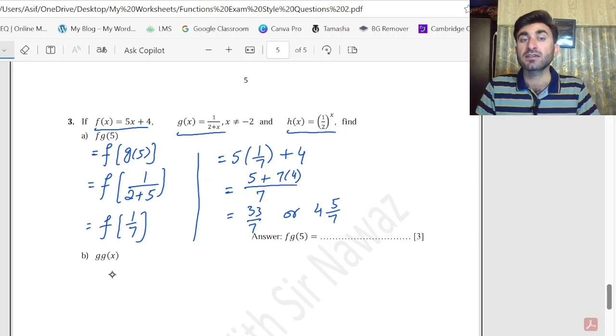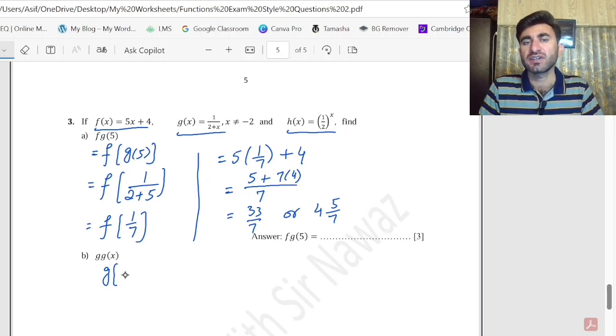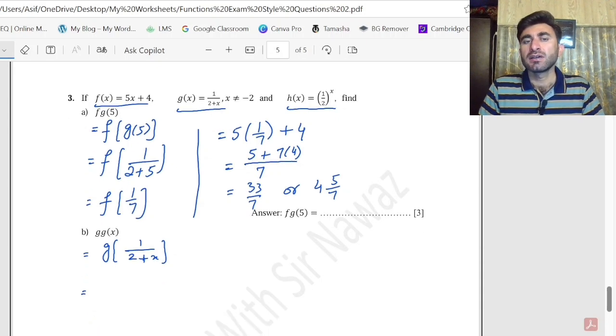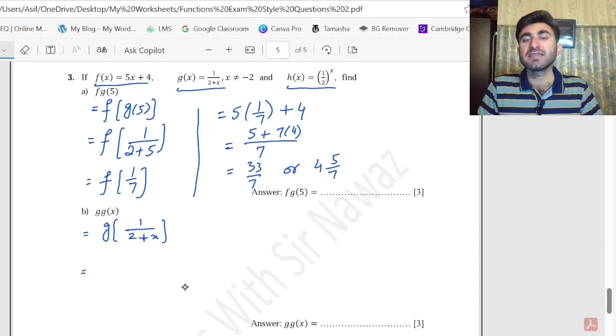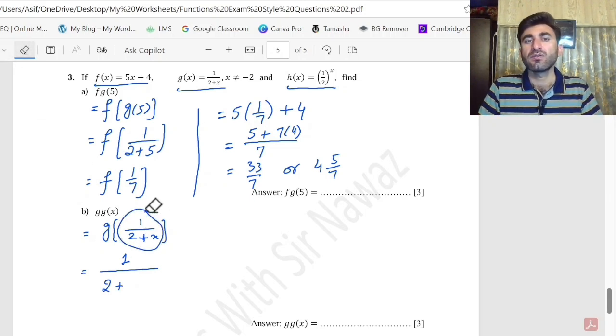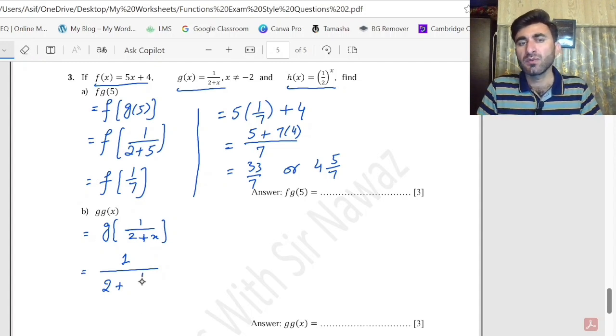Coming to b part, that is a composition gg of x. So we need to replace x of g of x with its own expression g of x. So it will become g of 1 upon 2 plus x. Once again replacing x of g of x with the whole expression, it will become 1 divided by 2 plus x will be replaced with this input, which is 1 upon 2 plus x. So it will become 2 plus 1 upon 2 plus x.